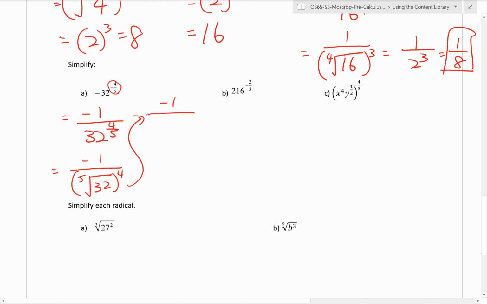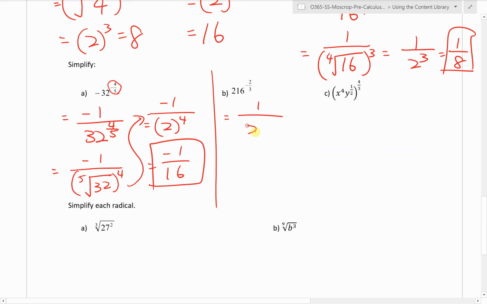We just did this question earlier. The fifth root of 32 is 2. 2 to the power of 4 is 16, so your answer is negative 1 over 16. Part B, again, negative exponent, so I am going to flip this to 16 to the power of 2/3.